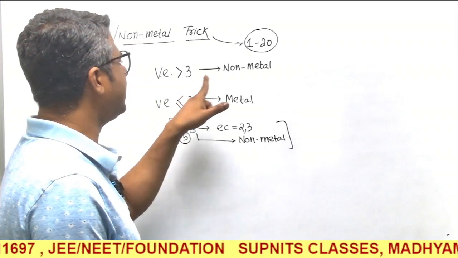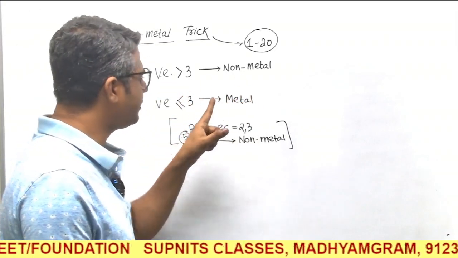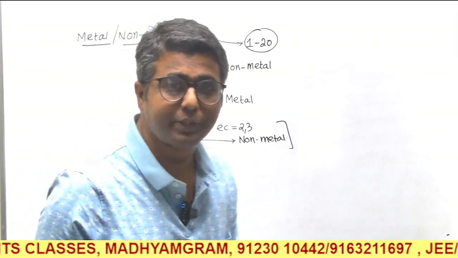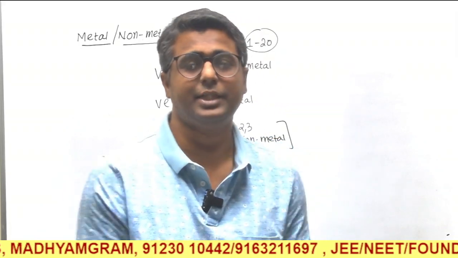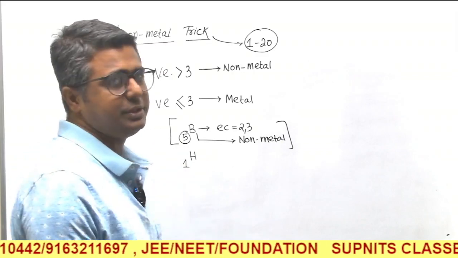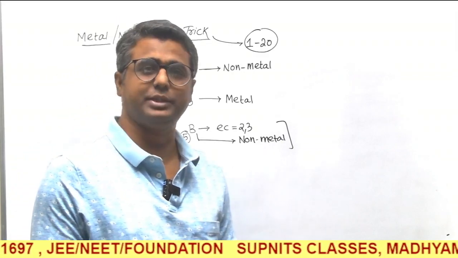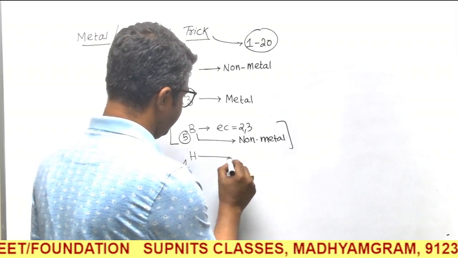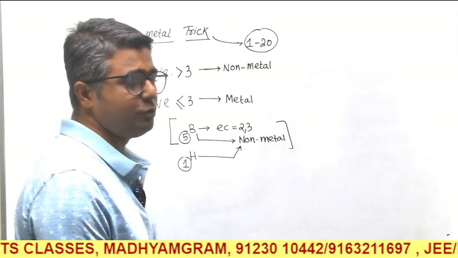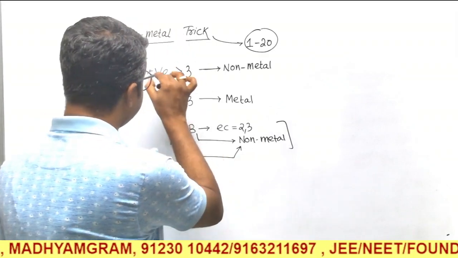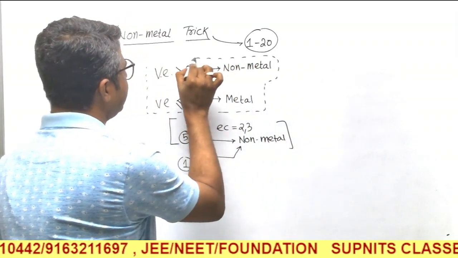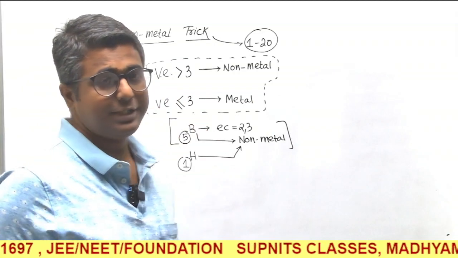So valence electron more than 3, non-metal; valence electron less than or equal to 3, metal; but in case of boron, it will be non-metal. Another very important element, which you are studying from class 9th, is hydrogen. If it is given that the atomic number is 1, you should know the first member of the periodic table is hydrogen. In that case also it will be non-metal. So in case of atomic numbers 1 and 5, you have to remember that it will be a non-metal. Other than that, please apply this very simple trick to find out metal and non-metal.